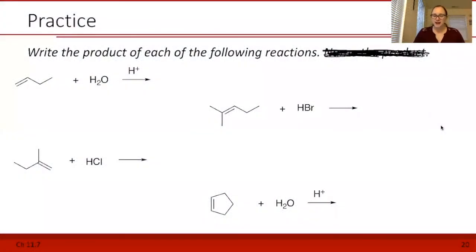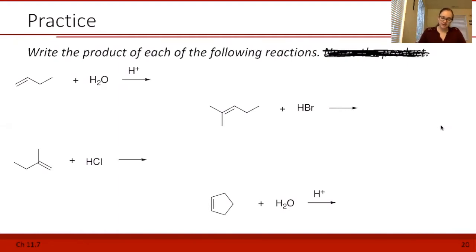Okay, guys, so let's practice this selectivity of the addition reaction. So we're specifically talking about the hydration and hydrohalogenation reactions right now. You'll notice I have a little bit scribbled on my screen. It used to say name the product, but we don't know how to name some of these products, so I decided to take that out. It's out of your version of the notes already, so just don't worry about that. But it says to write the product of each of the following reactions.